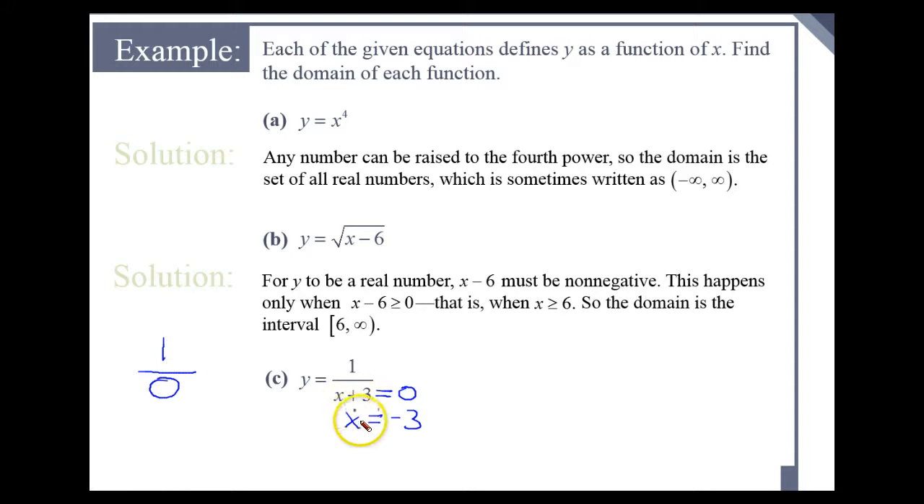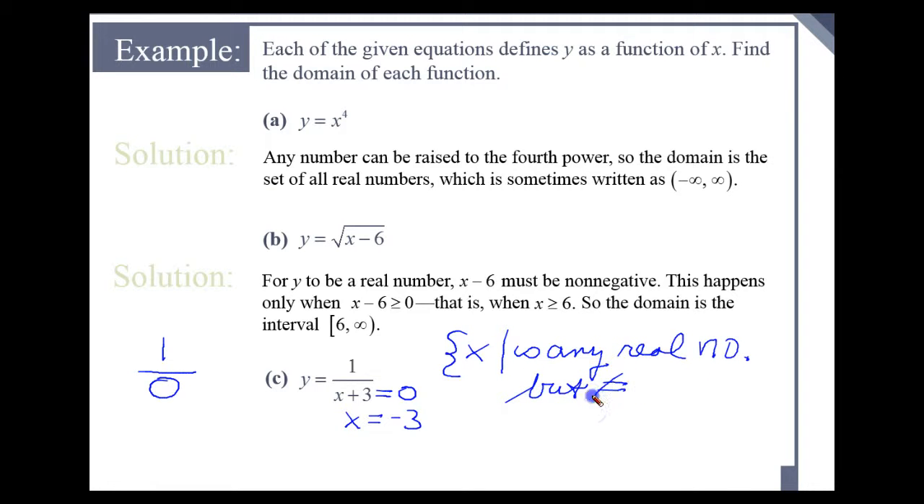So how do we write this? Well, we would say then that x in set builder notation is such that it's any real number, but cannot equal a negative 3. Because if x has the value of negative 3, it makes this denominator a 0.